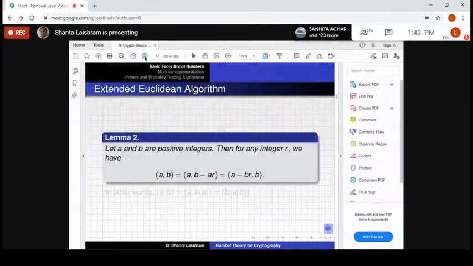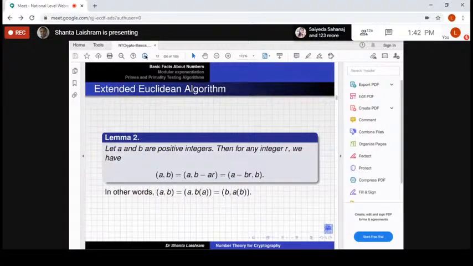So now I want to talk about this equivalence. Finding the GCD using factorization is very difficult. But without factoring the numbers, there's a way to find the GCD of two numbers. That's called the extended Euclidean algorithm. So I will explain a bit and give you some simplifications.